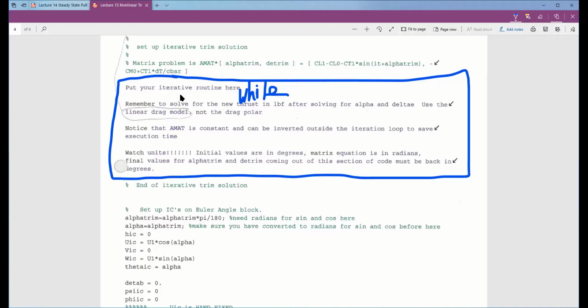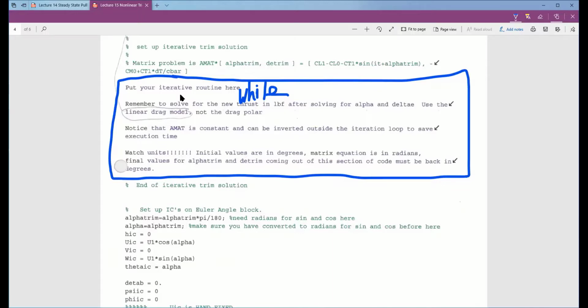And that's all done inside the while loop. The number one mistake students make: they'll get this set up right and solve the matrix, but they'll forget to do this. In other words, you just keep the same thrust of the initial guess and forget to calculate a new thrust. So in reality, this takes maybe 10 lines of code to do, if that.